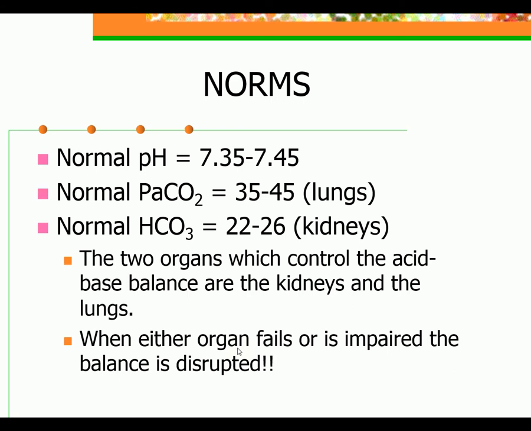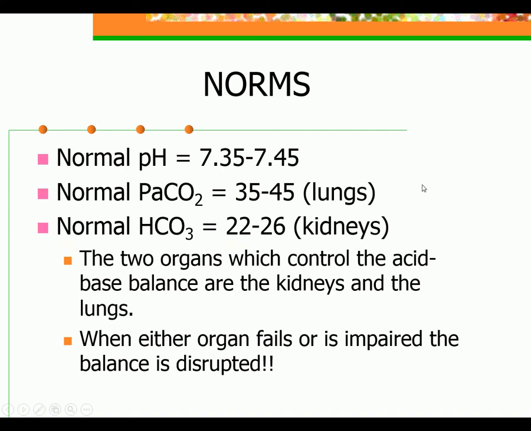Norms. You must know me. There are 3 important norms, and if you know these norms, you can interpret any acid-base imbalance. Normal pH, 7.35 to 7.45. Normal CO2, 35 to 45.